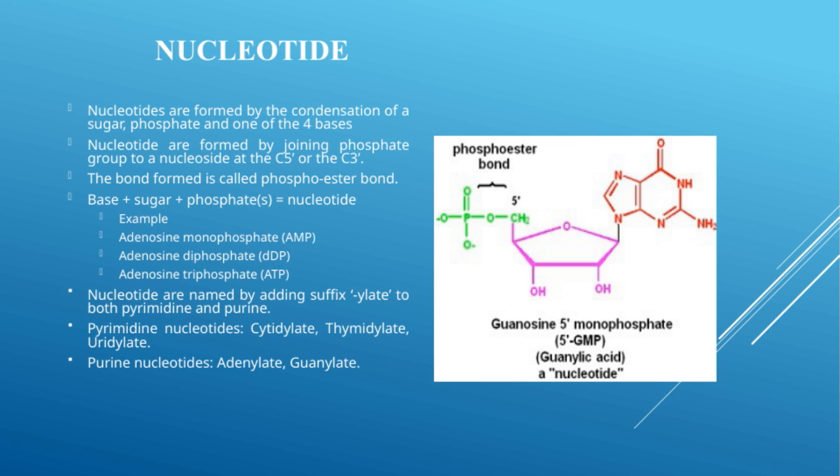For pyrimidine nucleotides, we have examples like cytidylate, thymidylate, and uridylate. For purine nucleotides, the names are adenylate and guanylate. Understanding these structures is fundamental because they form the core of genetic information storage and transfer. They are essential for energy transfer, signaling, and many other biological processes.